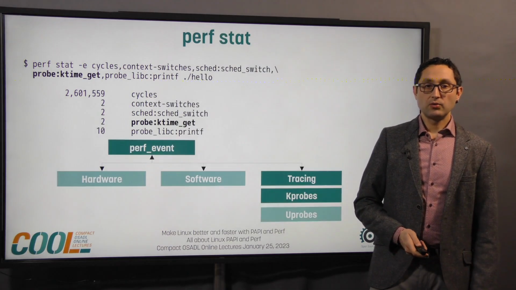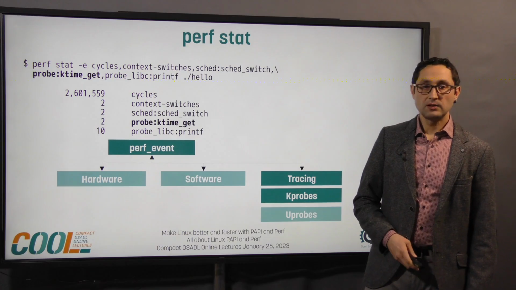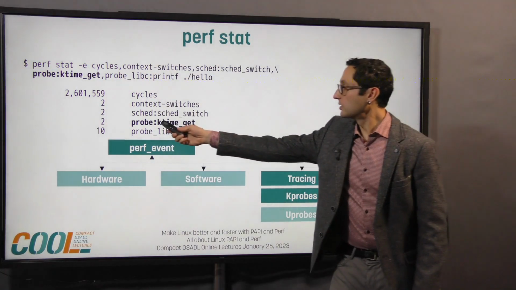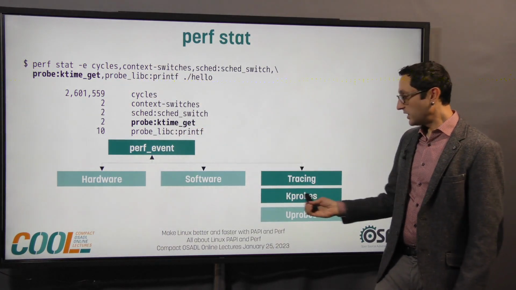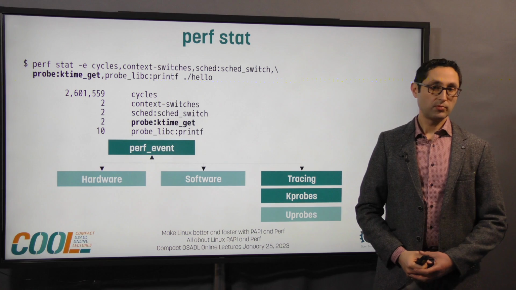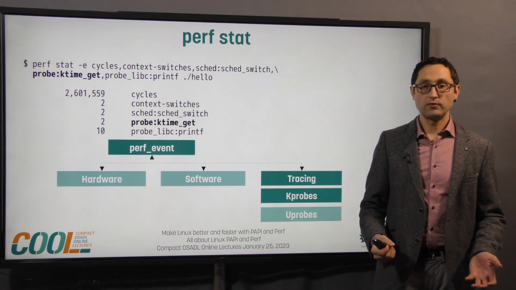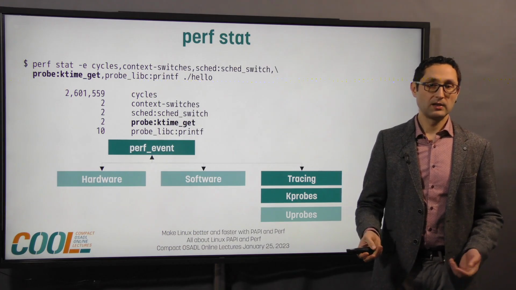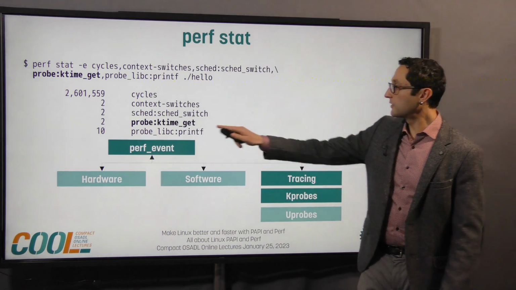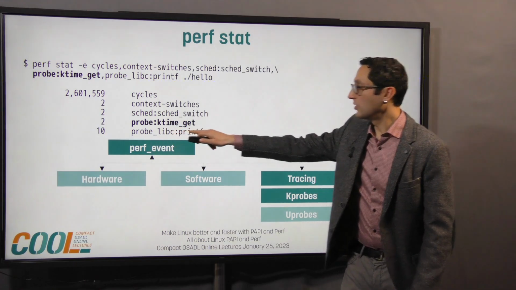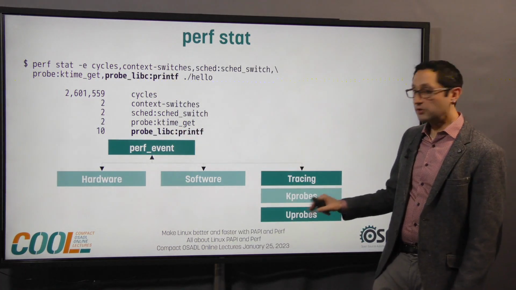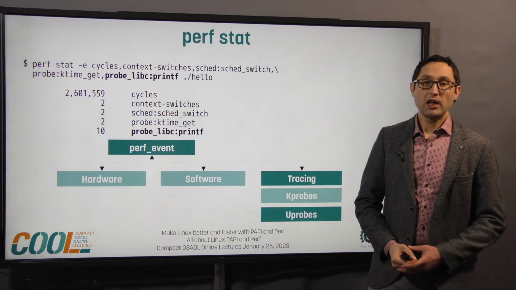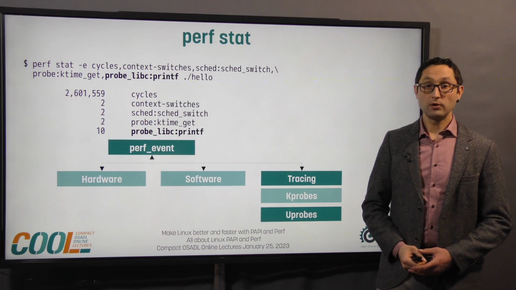So let's map this to our overview. We've added a dynamic event to the kernel on ktime_get. So at the end of the day, this is done by using kprobes. And we do not have to configure the kprobes manually. Perf does this for us. And the same happens with the user space event, just counting the calls of printf. This is done using uprobes. And also right here, we do not have to configure the uprobes manually. Perf does it for us.